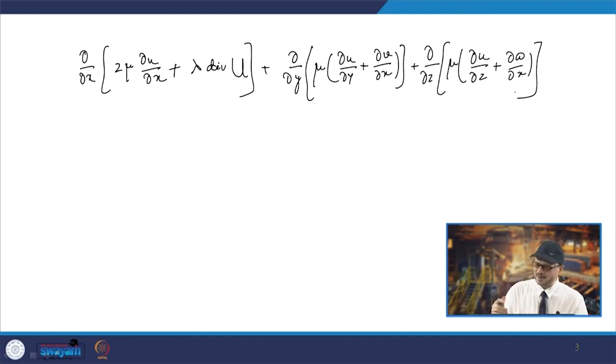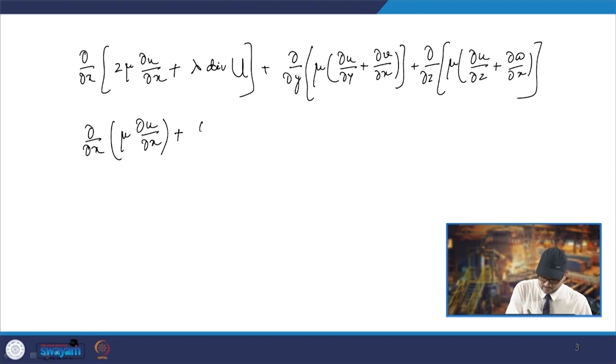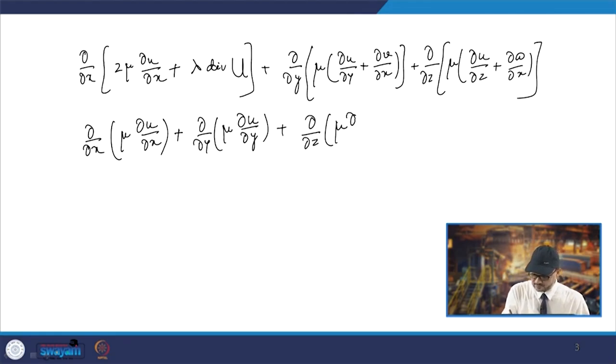If you try to write this equation further, first you take one of these terms together. It will be ∂/∂x of mu ∂u/∂x, then ∂/∂y of mu ∂u/∂y, plus ∂/∂z of mu ∂u/∂z. That is nothing but div of mu grad u. Apart from that, you are left with other terms, so this becomes equal to this.